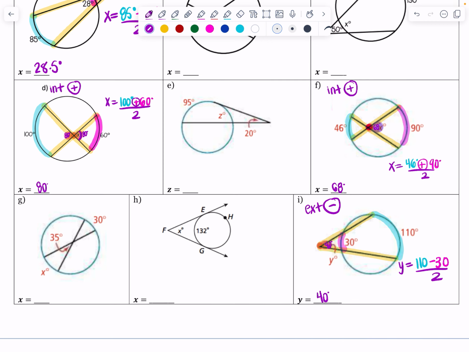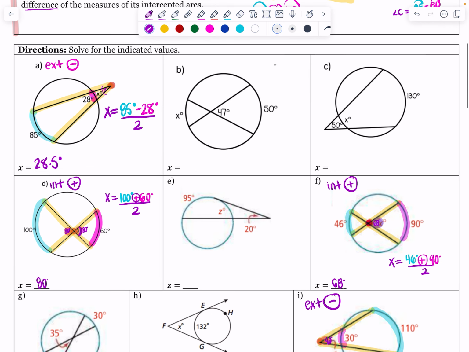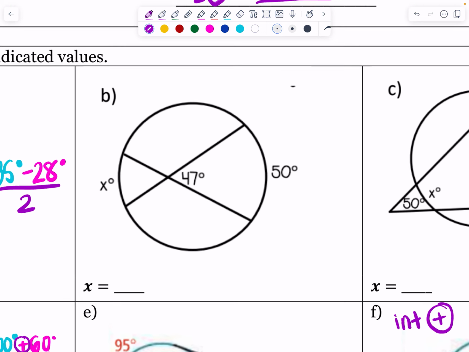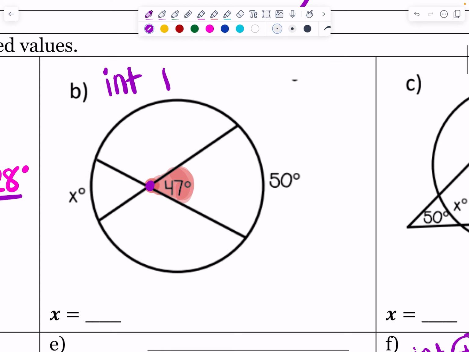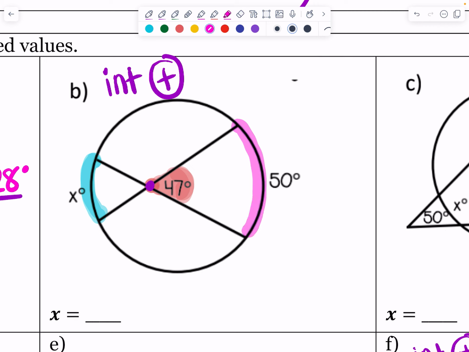Okay, so that is the direct presentation of the theorems. There are going to be some times where they provide the angle of intersection, and you have to find one of the arcs. So let me give you an example. On problem B, you already have the intersection. This point is the intersection of the interior, and you know that it is 47 degrees. So since it's crossing on the interior, I know that I'm going to be adding the arcs. But I'm missing an arc. I have the 50, but I don't have the x.